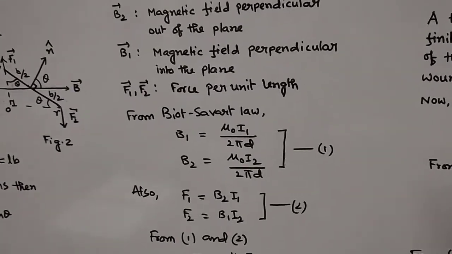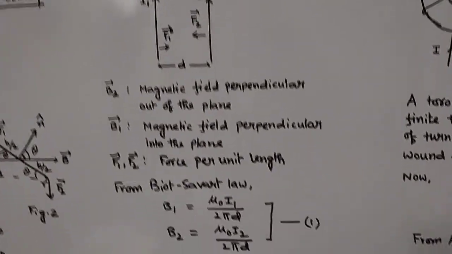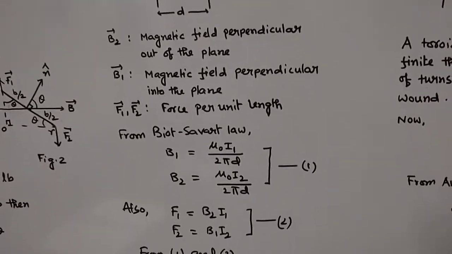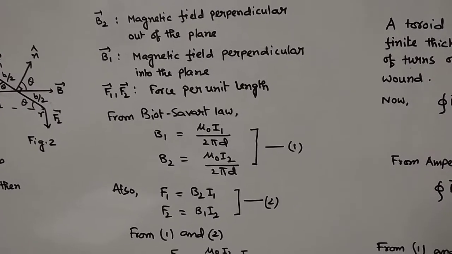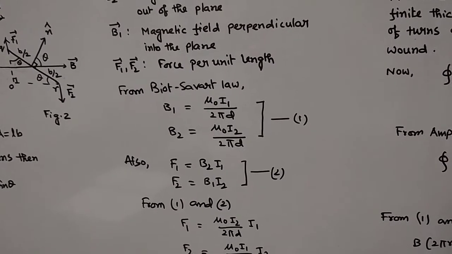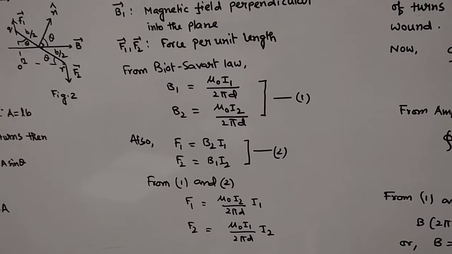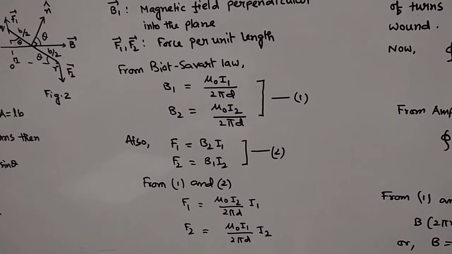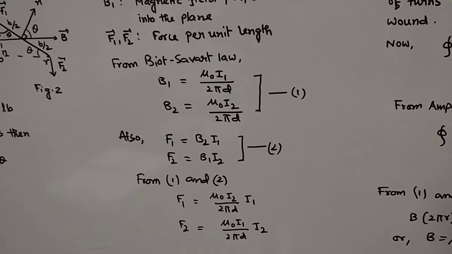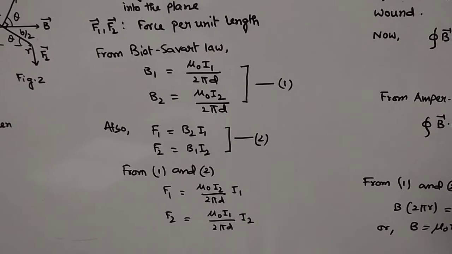Now again there is an expression for force F1. F1 is B2 I1 and F2 is B1 I2. So you have to substitute B2 and B1. If you substitute, then for F1, the B2 value is mu naught I2 by 2 pi d into I1, and F2 equals mu naught I1 by 2 pi d into I2. That is the B1 value we have substituted. So both expressions are identical. These expressions are very important for numericals as well as for derivation.